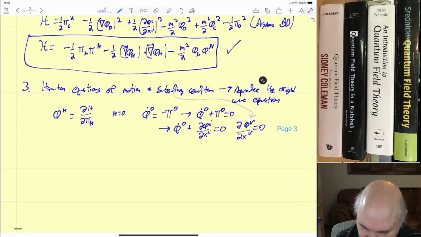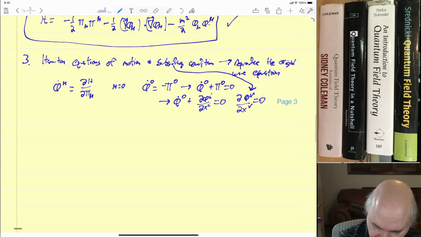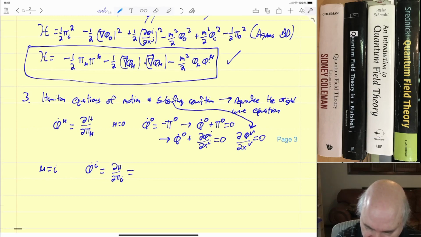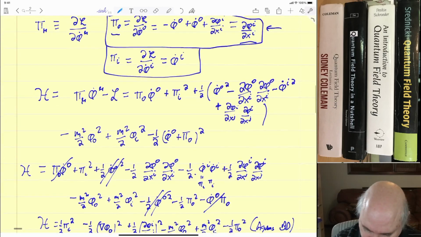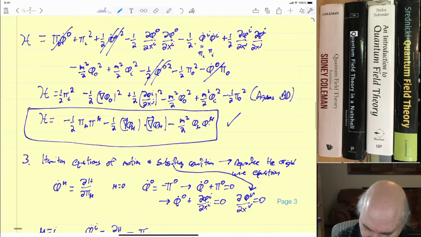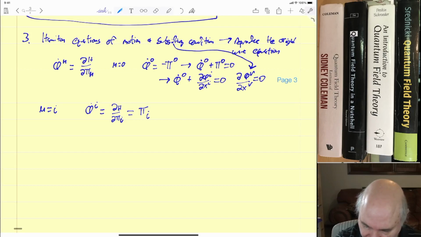We've shown it's consistent. Okay, so now let's take the mu equals I. So now we get phi dot I is equal to the partial of h with respect to pi I. Partial of h with respect to pi I is just pi I. And if you again go back to our boxed conditions, that's this one over here. So we're okay. With this equation we've just reproduced the subsidiary condition in our definition of canonical momentum.